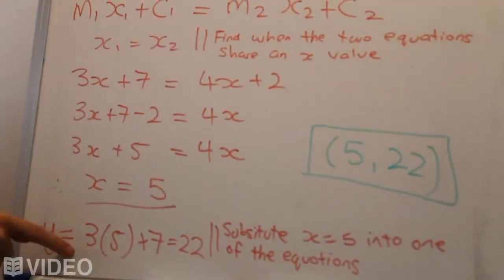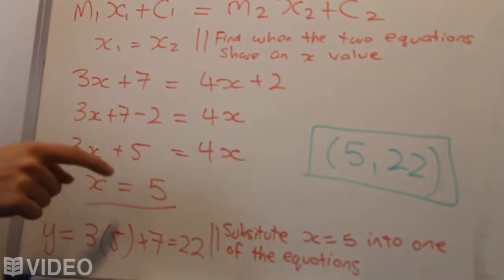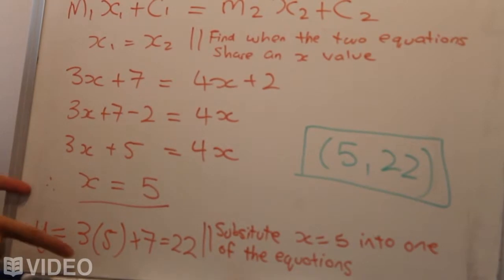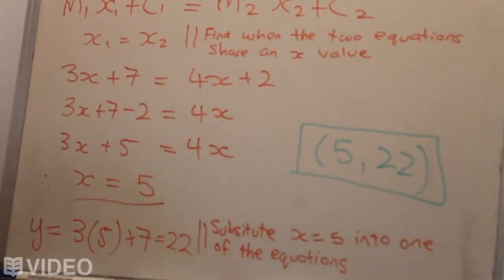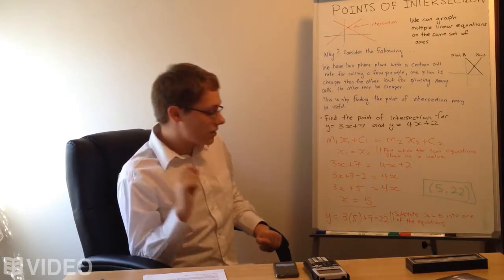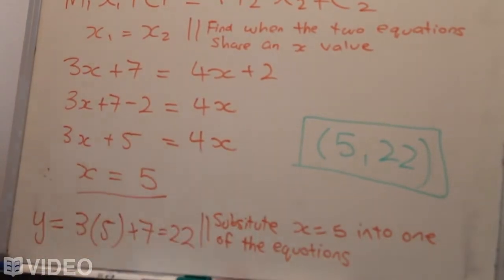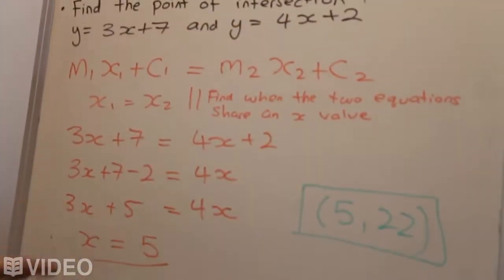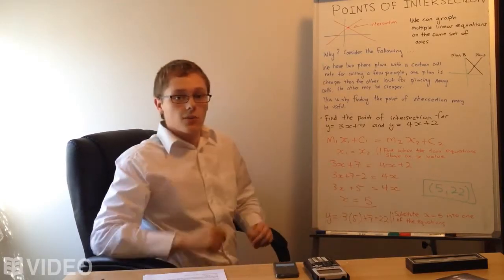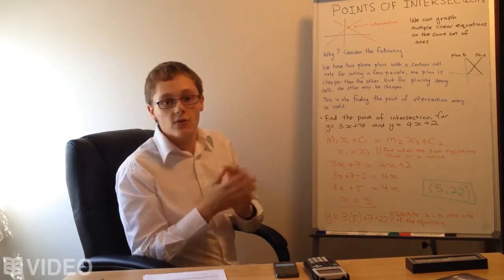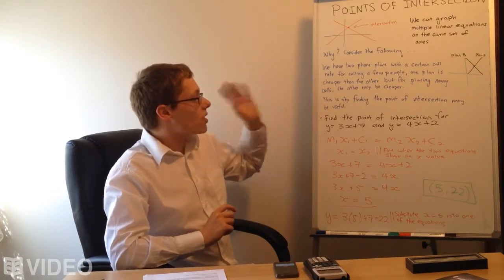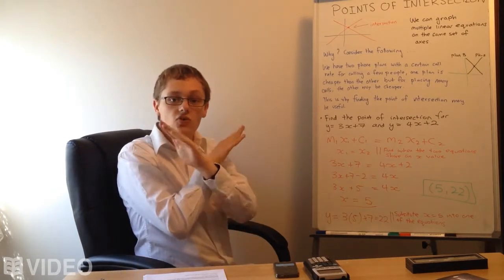Now what we do with this is substitute x equals 5 into one of the equations. I just picked this one here, as you can see. I'm doing 3x plus 7, substituting in x equals 5, and I get 3 times 5 being 15, plus 7 equals 22. If you substitute it into the other equation, you'll get exactly the same result. You get 22 in both circumstances. So we write the coordinate point for the point of intersection: x equals 5, y equals 22, so it's (5, 22). And that's really what the point of intersection is all about. It's just a matter of finding where two lines cross each other.